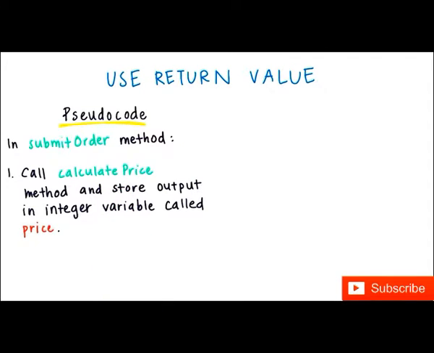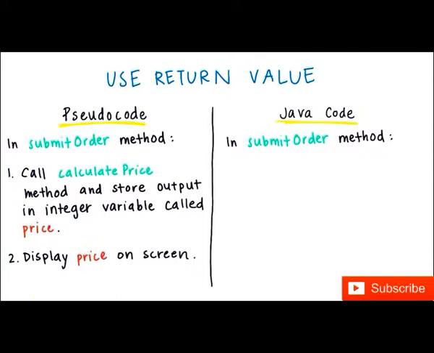It's going to compute the total price of the order, and it's going to return that as an output. So we're going to store that output into an integer variable called price. Then we're going to take that price and display it on the screen. Let's look at the actual Java code for that. In the submit order method, we would add this line of code.